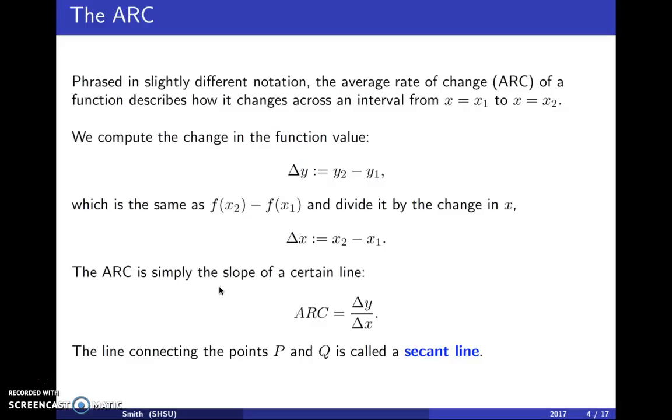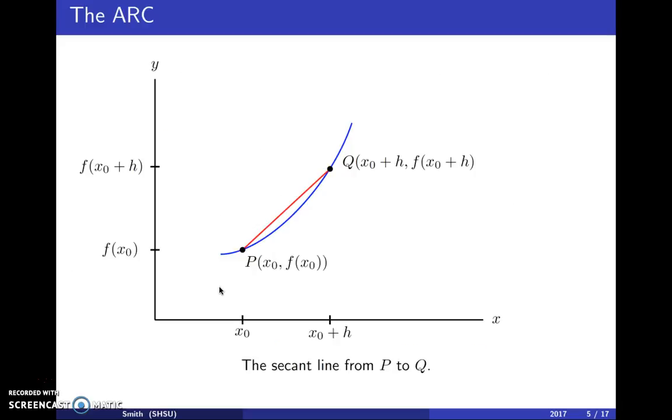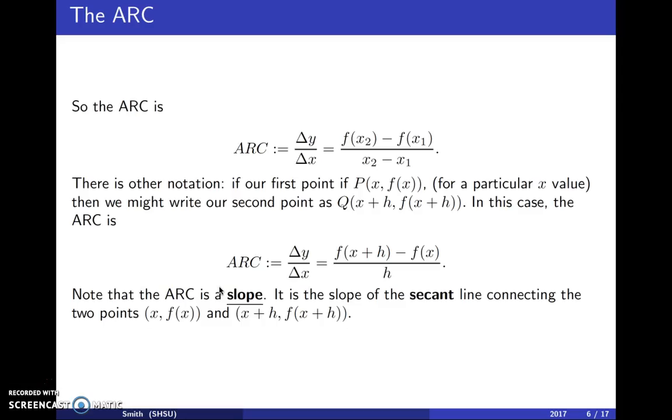It's the slope of the line connecting the points P and Q, and we'll call that line a secant line because it goes through 2 points on the curve. Here's a picture. My curve is here in blue, and I have the points P and Q, and I have this line segment connecting them. This is part of a secant line. What is the ARC? The slope of this line in red. So the ARC is the average rate of change, delta y over delta x.